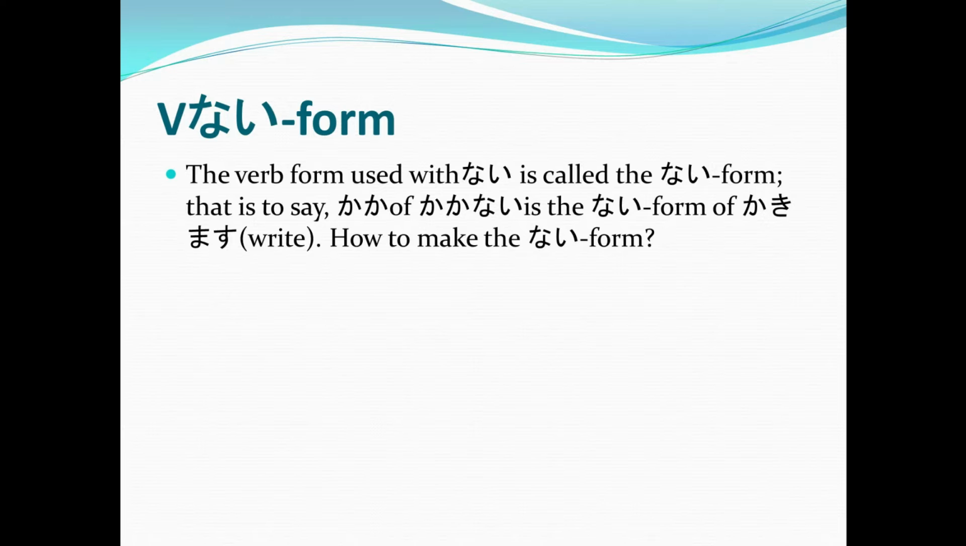Remember that the Japanese verbs are divided into three groups. We have group 1, wherein the masu form ends with the E line. Group 2, wherein the masu form ends with the A line. And group 3, those that are actions or nouns denoting actions, and of course the special one, which is kimasu.